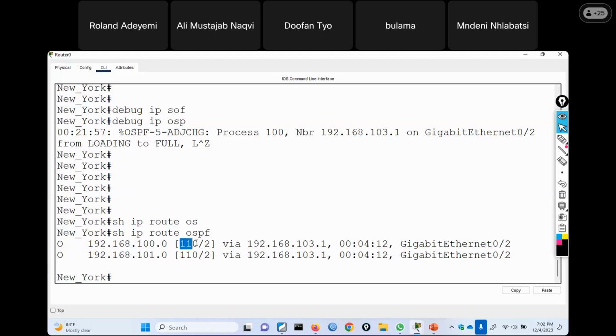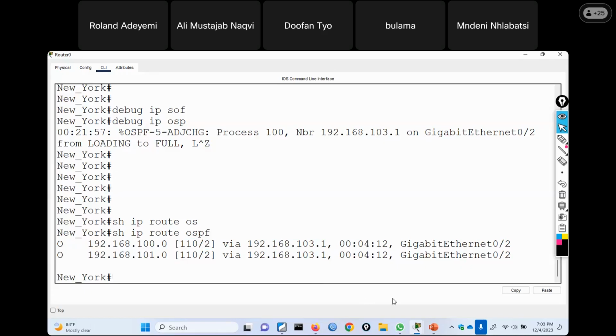What about this number in between here? That is the administrative distance. We'll talk about administrative distance in this class. What about this one here? That is a metric. Via who? Where? How can I get there? This is the person that can help me to get there. So what has happened? The two routers have exchanged information about remote networks automatically.